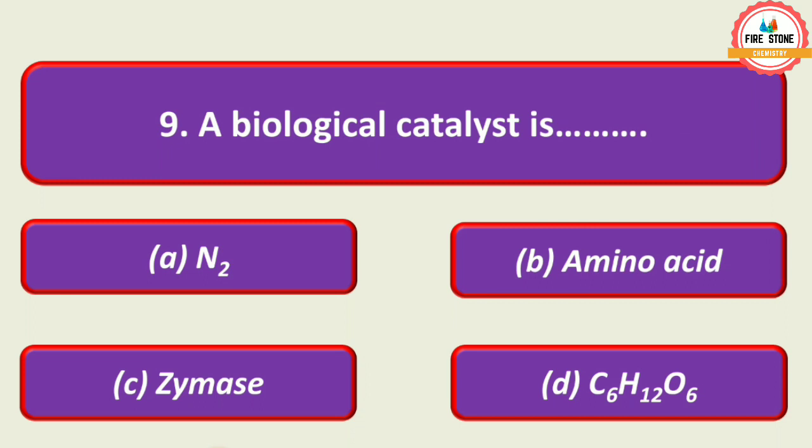Next, question number 9. A biological catalyst is dash dash, and the options are A N2, B amino acid, C zymase, and D C6H12O6. And the correct option is option number C, that is zymase. So biological catalyst is zymase.